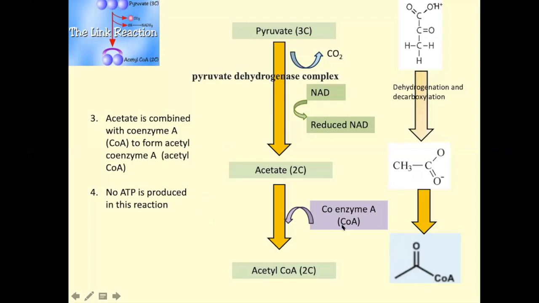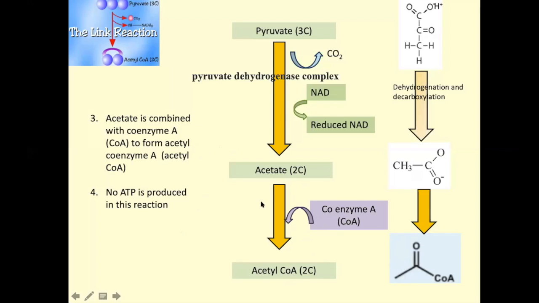And then we have this second coenzyme, coenzyme A this time. This is to bind with the acetate, and it's going to transfer it to the Krebs cycle. There's no ATP here, and there's no NADH here.